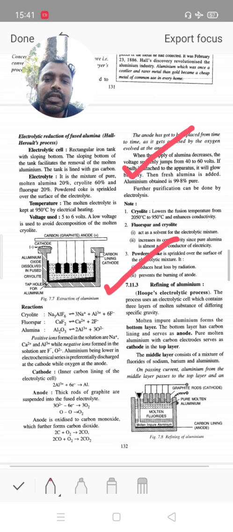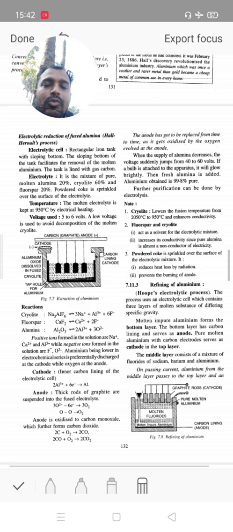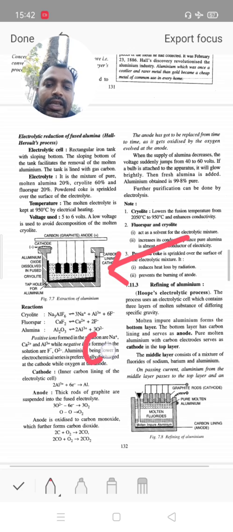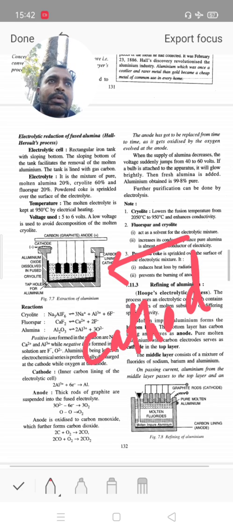In this electrolytic cell, this is a rectangular iron tank with a sloping bottom. The sloping bottom of the tank facilitates the removal of molten aluminium. The tank is lined with gas carbon. This tank is lined by carbon, and this carbon acts as the cathode.